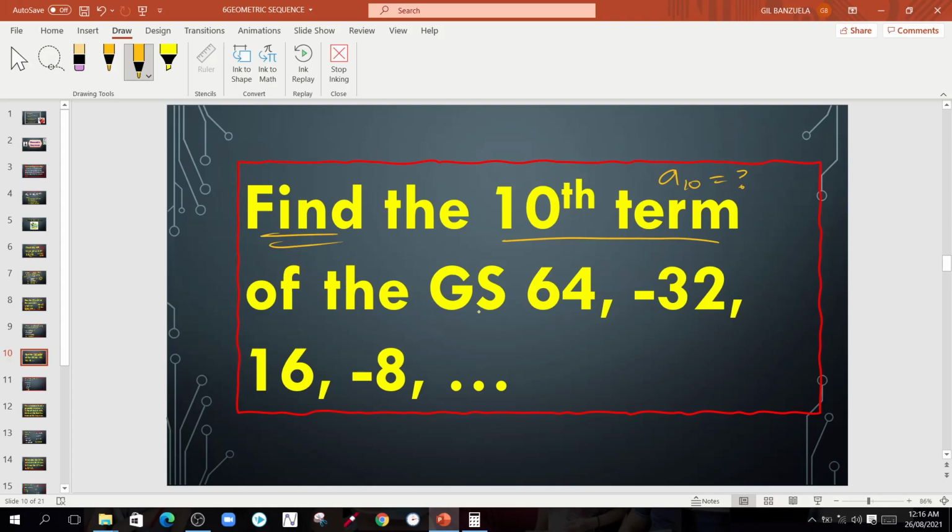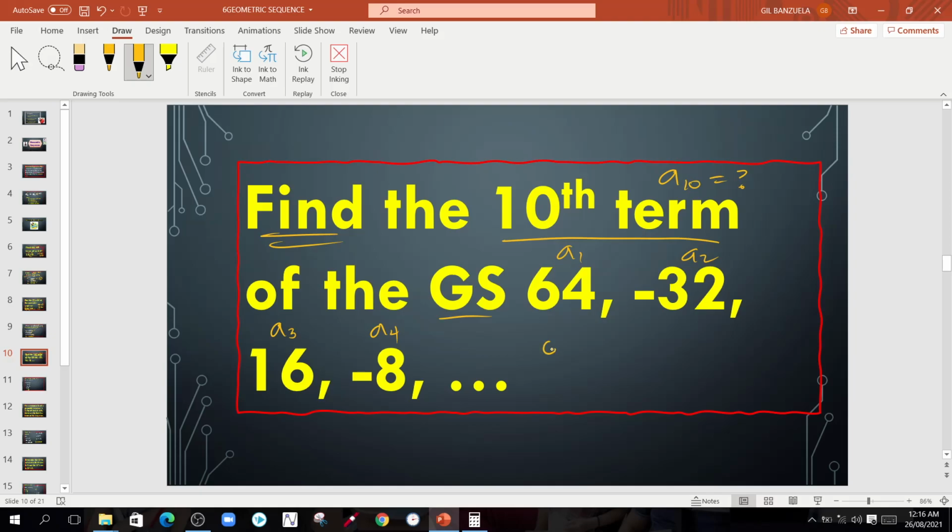So, this is a geometric sequence. So, sinabi ng geometric sequence, so automatic, we have a common ratio here. Again, this is your first element. This is your second, third, and fourth element. Okay? So, after getting all these elements, we have to get the common ratio, no?